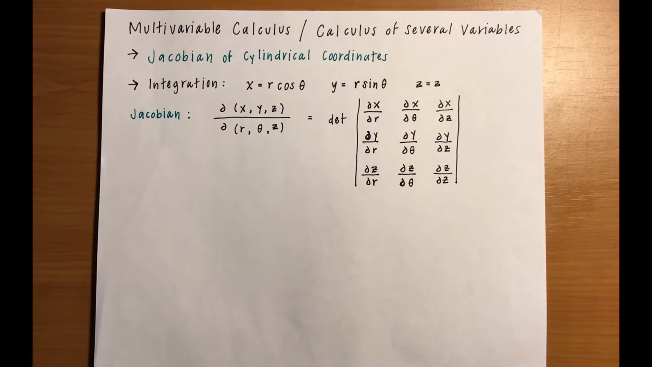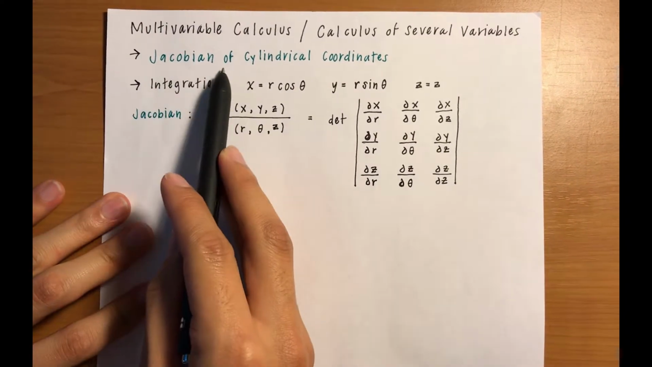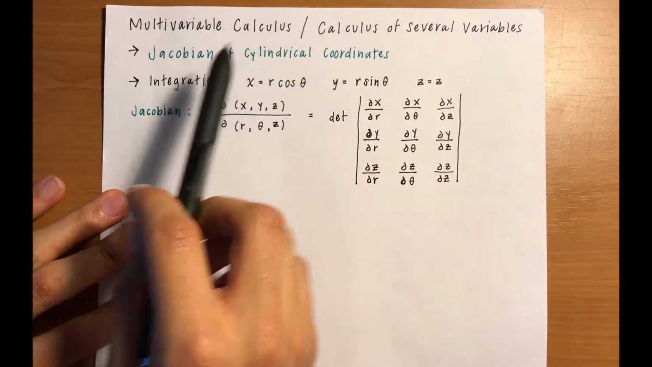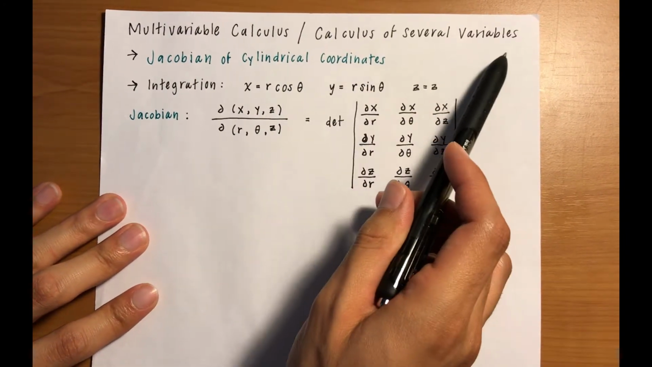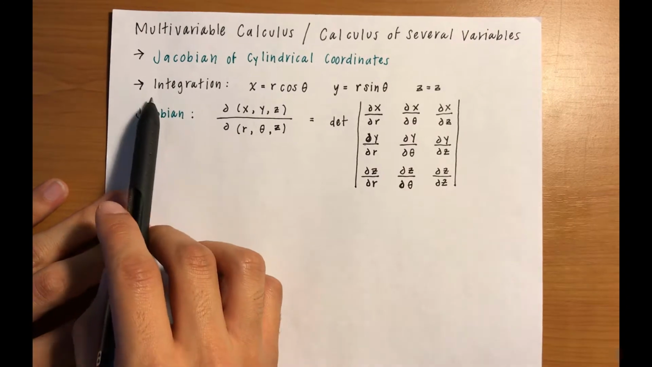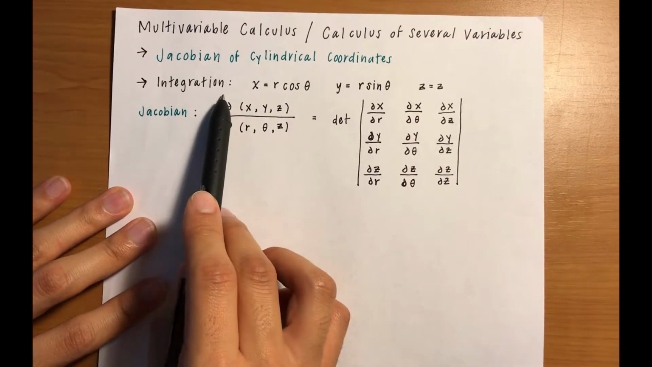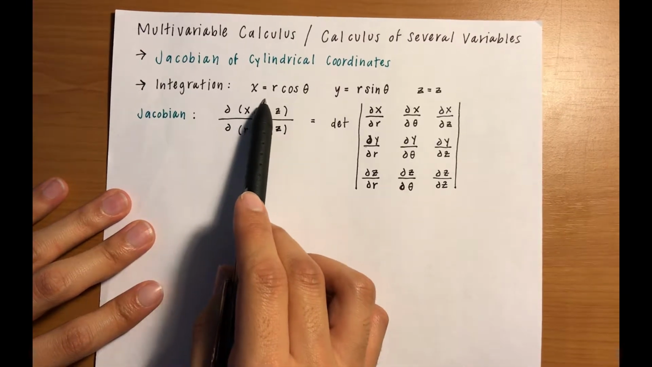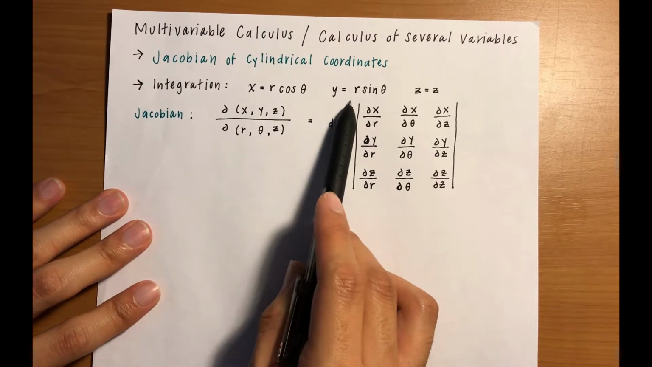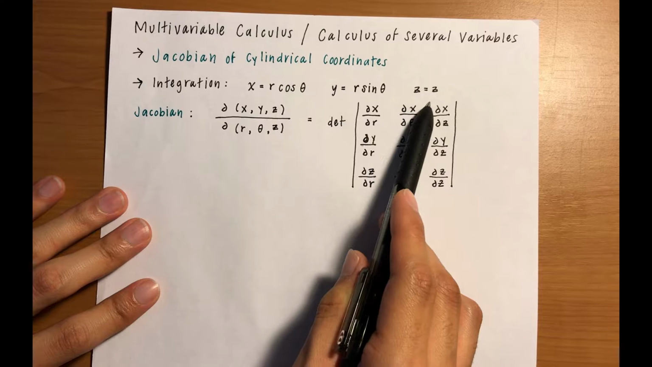Today we'll be talking about the Jacobian of cylindrical coordinates. This is a topic in multivariable calculus, or others may say calculus of several variables, and this is a concept used in integration. And the cylindrical coordinates, if you're familiar with them, are x equals r cosine theta, y equals r sine theta, and z equals z.